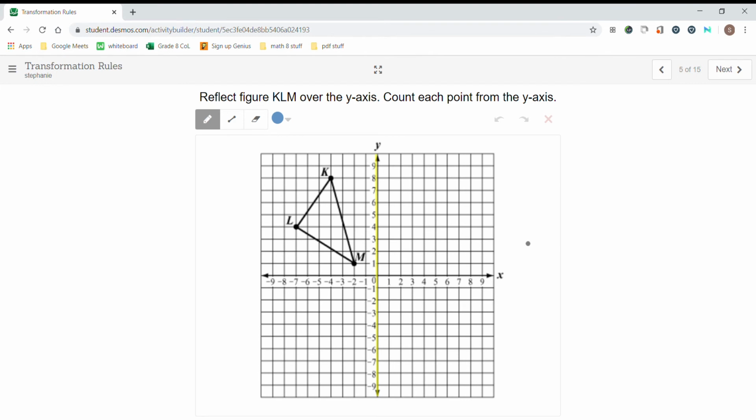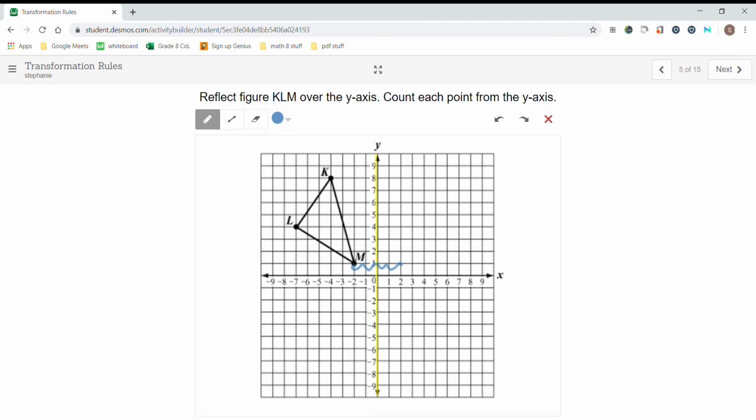Next one. All right, this is a reflection, which a few weeks ago we learned about, where however many spaces I am away from the yellow line, in this case the y-axis, that's how many spaces I go in the opposite direction. So if I had M, I would have counted 1, 2. I'm 2 away from the yellow line, so I would have gone 1, 2 away this way from the yellow line.